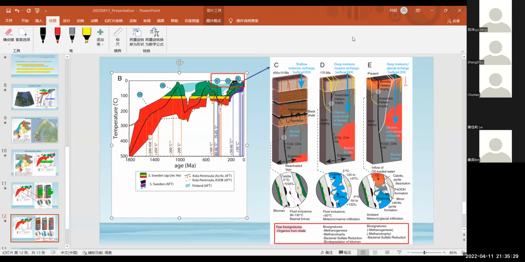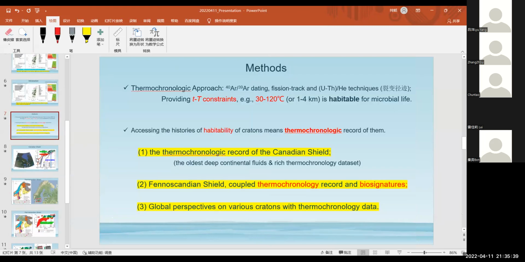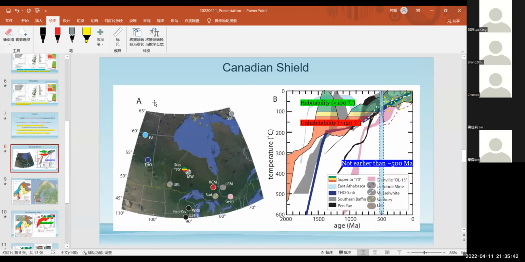Hi, Junao. By the way, what's the depth they used to define this deep life, like 2,000 or 3,000? Okay, one to four. 1 to 4, yes. Okay, got it. But as Professor John said, microbial life could survive at depths greater than 4 kilometers, but this paper just did not mention that. Yes.